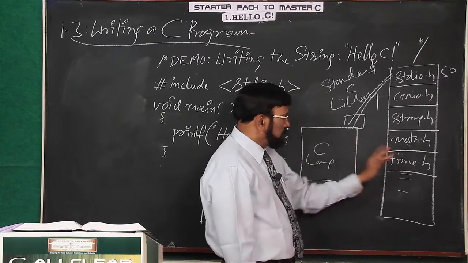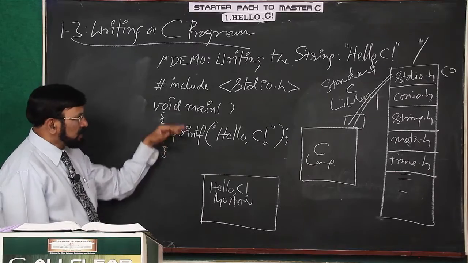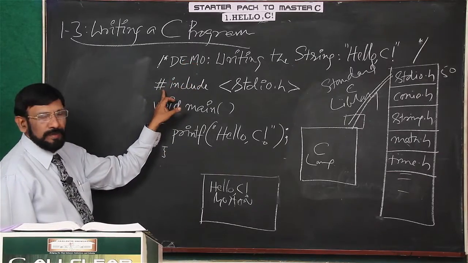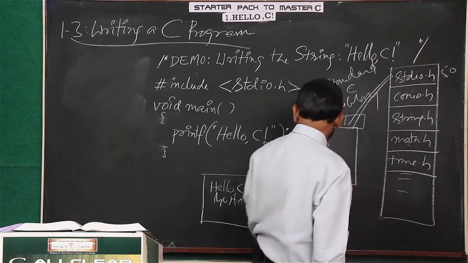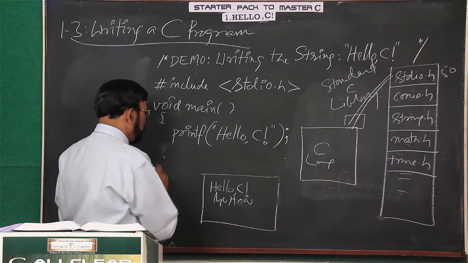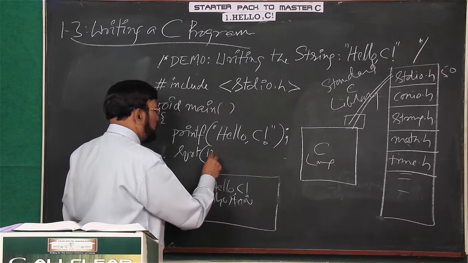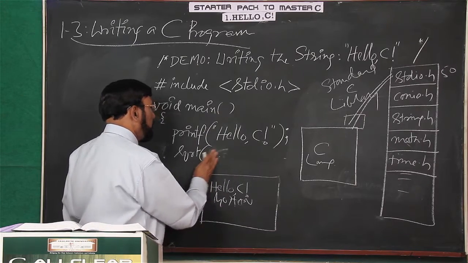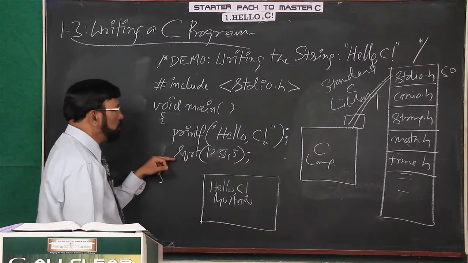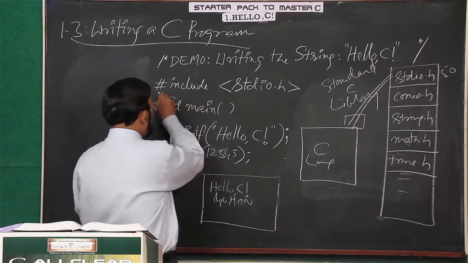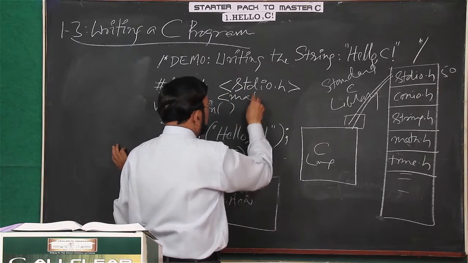Understand? That's why, whatever function you require, you have to include the corresponding header file, like stdio.h. Suppose in your program you have to use a mathematical function like square root. Then what should you do? Include math.h.